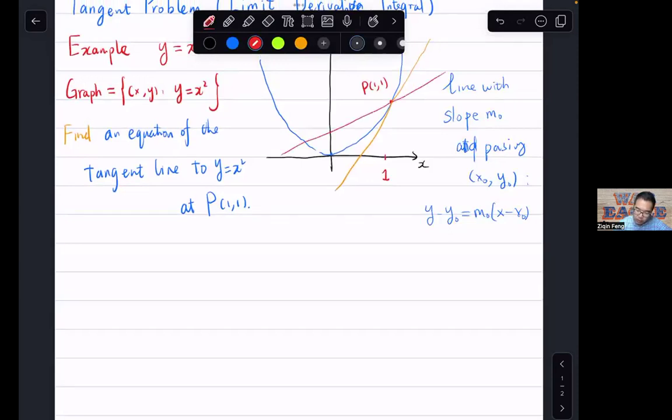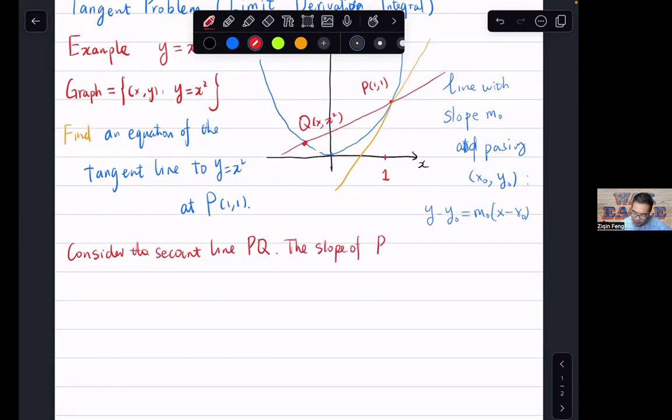If you choose an arbitrary point Q here, the coordinates should be x, and the y value for this point is basically x squared. For such a point, we know the slope of the red line, right? So we just consider the secant line PQ. The slope of PQ is easy, right?